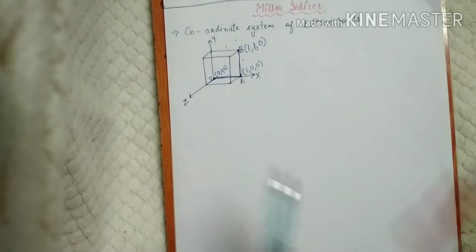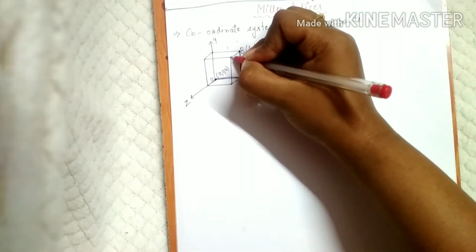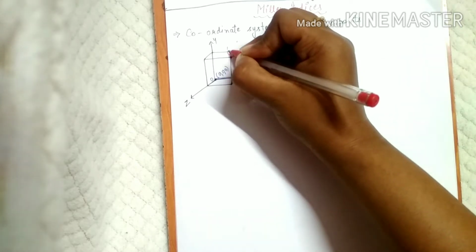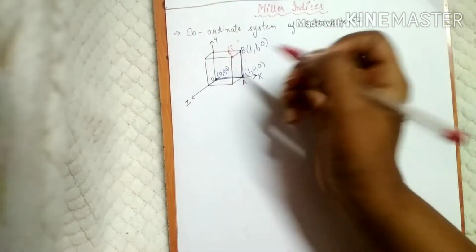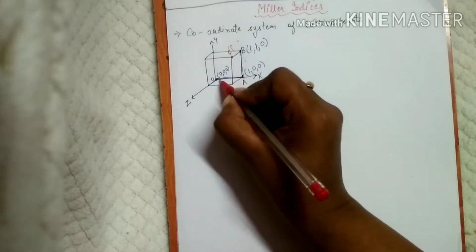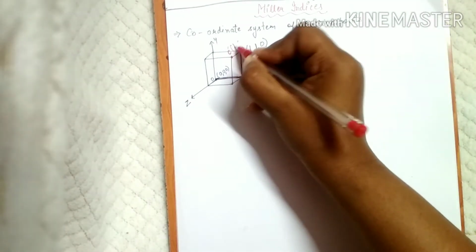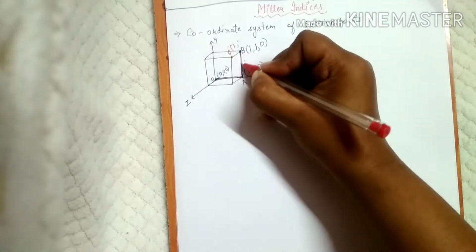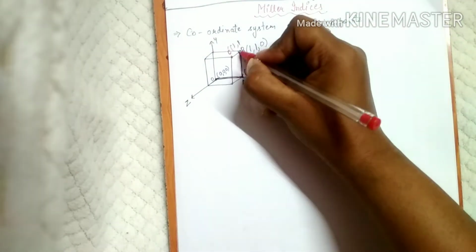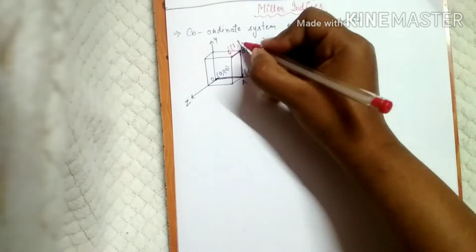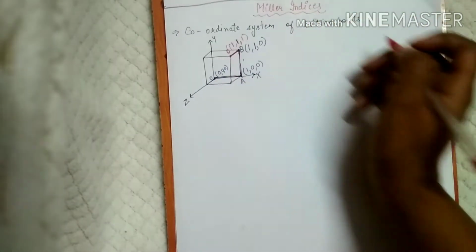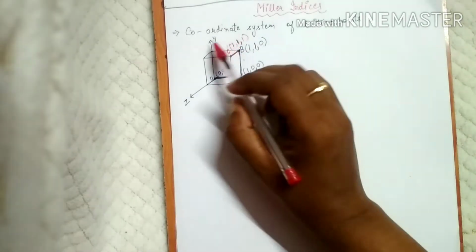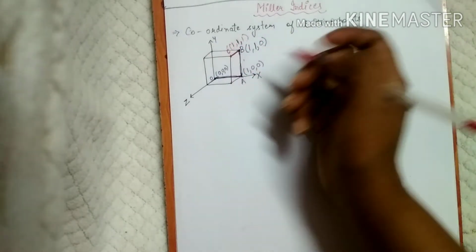Next I am considering this point C. Now what will be the coordinates of this point? To reach point C, first you have to move along the x direction 1 unit, then in the y direction 1 unit, and then in the z direction 1 unit. So the coordinates will be 1, 1 and 1. This way you can find out the coordinates of any lattice point.